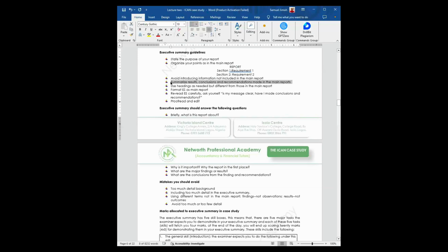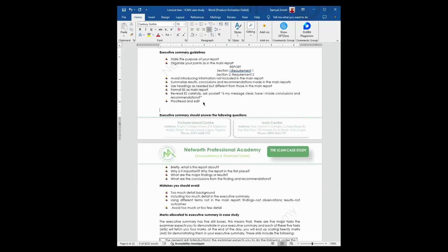You should summarize results, conclusions, and recommendations as made in the body of the report. You should format it as though in the main report. Read your executive summary carefully, ask yourself, is my message clear? Have I made conclusions and recommendations? So you should ensure that you have summarized your findings, conclusions, and recommendations. Then you should proofread and edit your work.